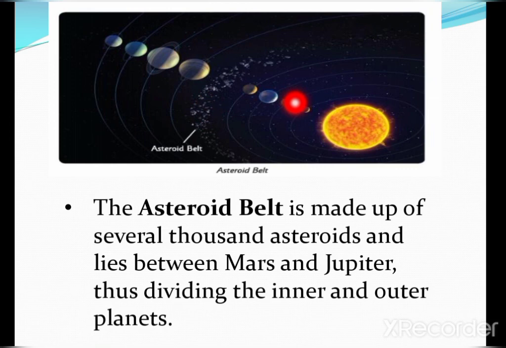The planets before the asteroid belt are called inner planets. The planets after the asteroid belt are called outer planets.